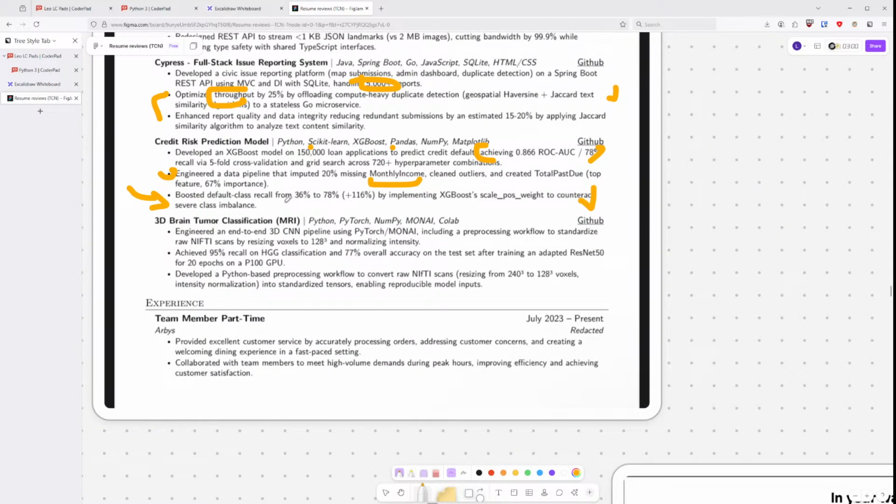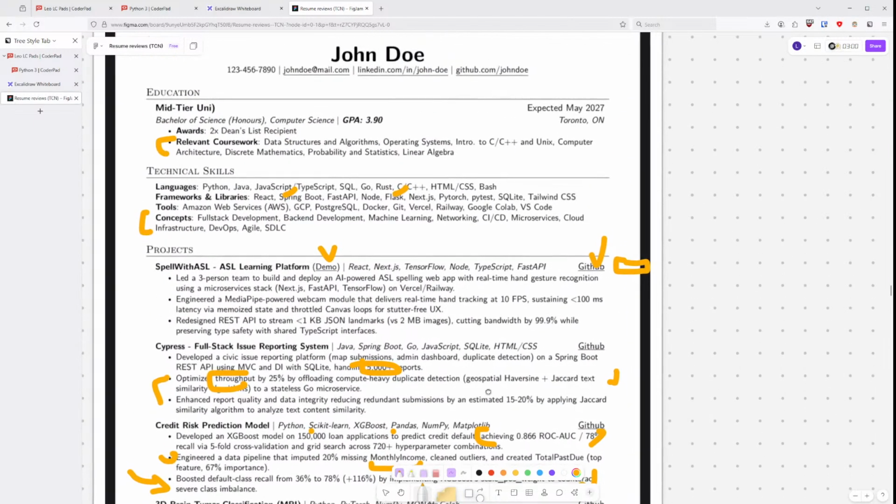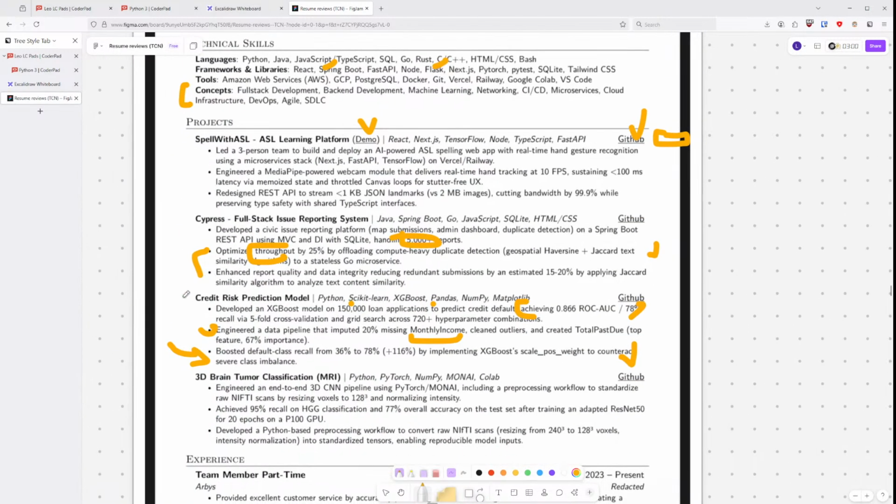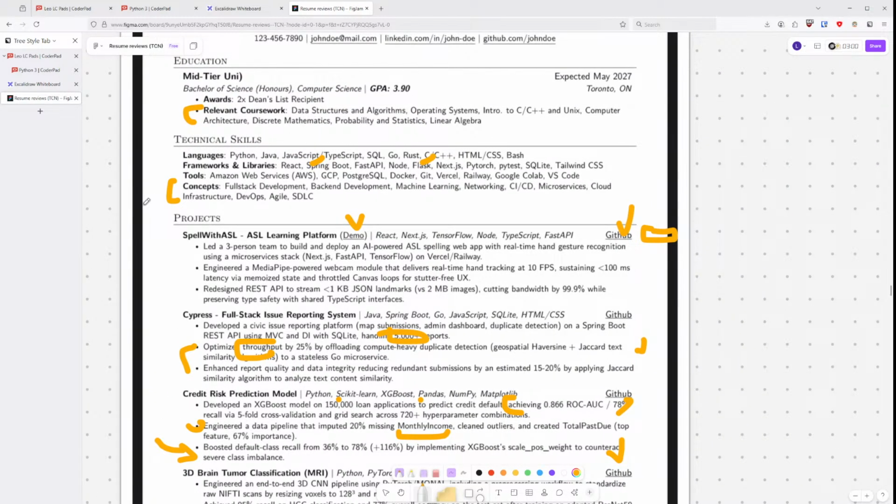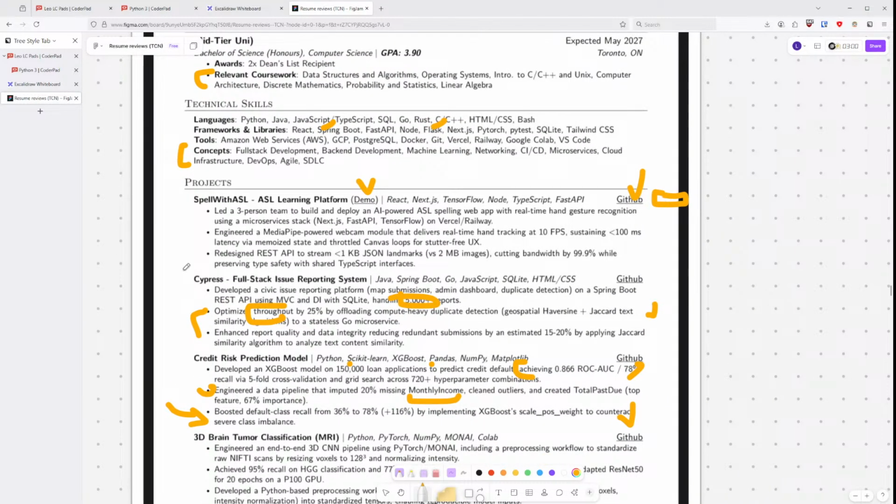3D brain tumor classification. Okay, what's the accuracy? 35% recall, 7% accuracy. Okay. First internship. You have 2 full ML projects and you have 1 that is half ML. Your only full stack one is over here. And what is the front end? Yeah, there is no front end. Your front end is just raw JavaScript, HTML, CSS. So I would say you're missing a front end.